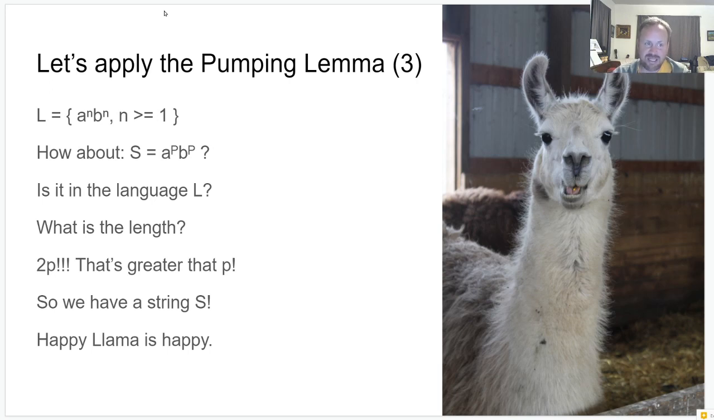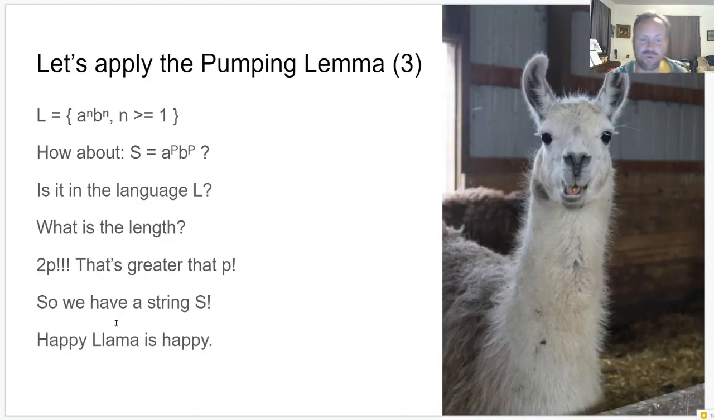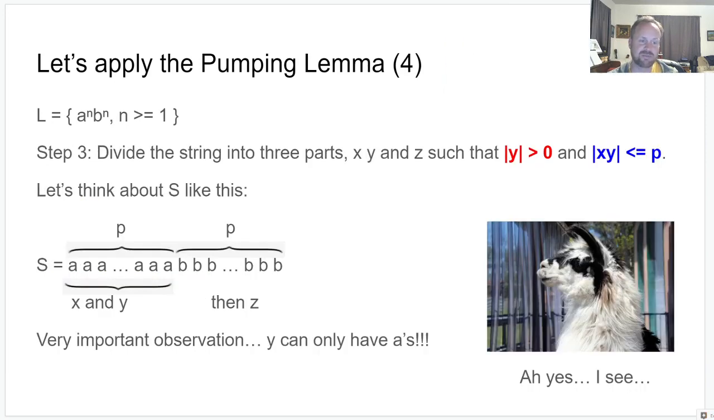All the mathanese of the pumping lemma that was here: there's a pumping length, and we have a string S that's included in L with length greater than or equal to P. All right, that's great. We are going far. We're going places. Happy llama is, in fact, very happy. So let's keep using the pumping lemma.